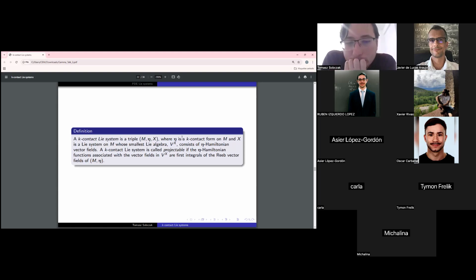Okay. How important is the dependence on the k-contact form for a Lie system to be a k-contact Lie system? So if a Lie system defines a k-contact Lie system for a certain k-contact form, does it define a k-contact Lie system for another choice of k-contact form that defines the same distribution?